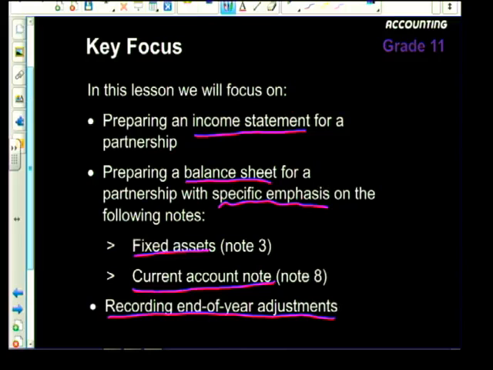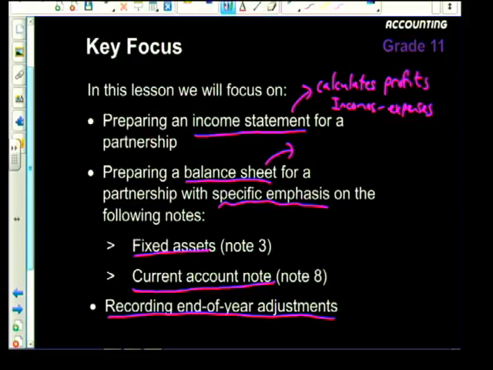Just to quickly recap for you, we use an income statement to calculate our profits. So to calculate our profits, what we do is we take all of our incomes and we subtract all of our expenses. So those are the two main items that go into the income statement. There's a section for your incomes, there's a section for your expenses. You subtract the one from the other, and that gives you your profit for the period.